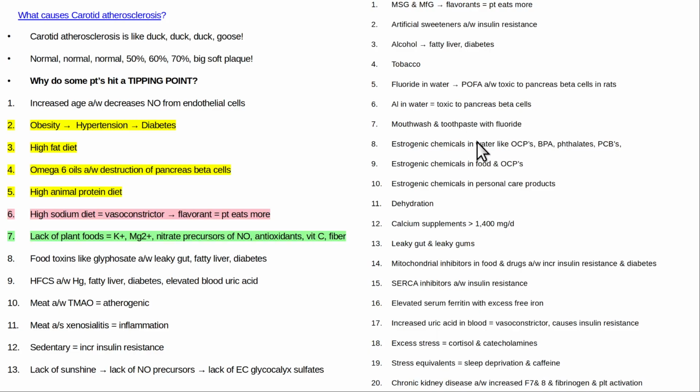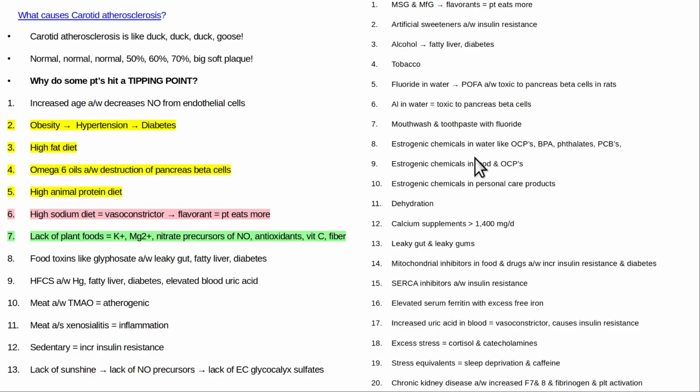Mouthwash and toothpaste with fluoride, that will kill the bacteria on the back of the tongue, which is the first conversion step of nitrates from the greens, the salads, being converted to nitrites, NO2s, and then they go to the stomach, and they're made into NO, nitric oxide, systemic vasodilator.